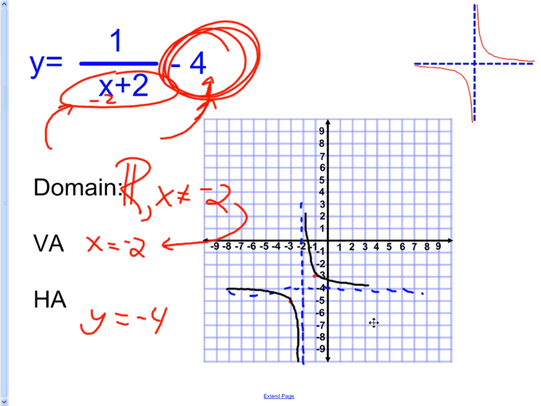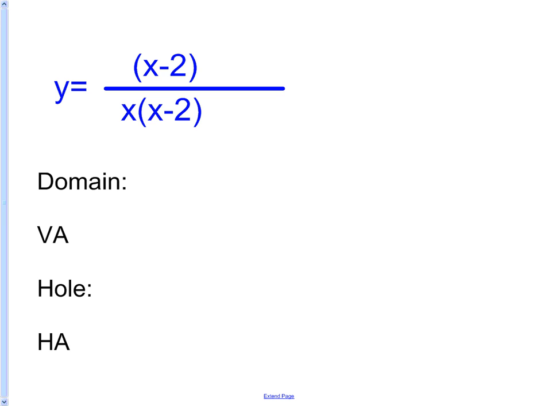All right? Now in your notes, what I'd like you to do is take this next problem and write the problem down and answer the 4 questions about it. It is a sample problem in your notes. Okay, I'll pause while you do that.